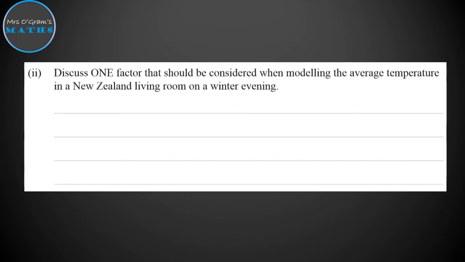Part 2 is pretty straightforward. Just think of something that could influence the temperatures. When we're talking about temperatures across the whole of New Zealand, the first thing that pops into mind is it's going to be very different in different regions of the country. So the top of the North Island is going to be very different to the South Island, for example.